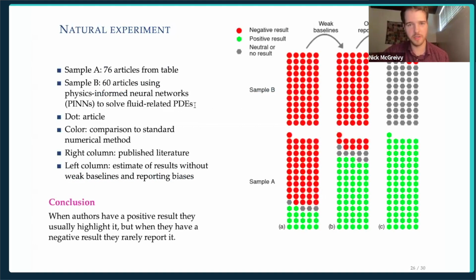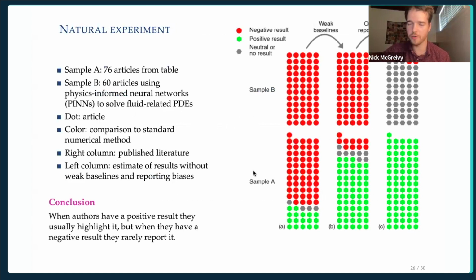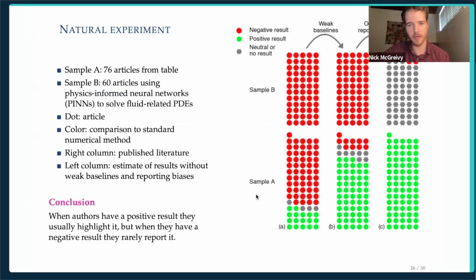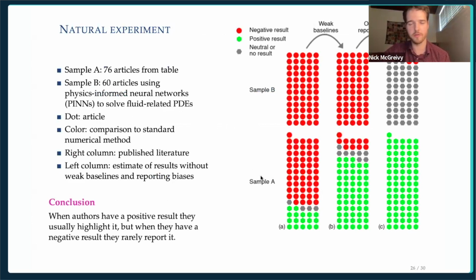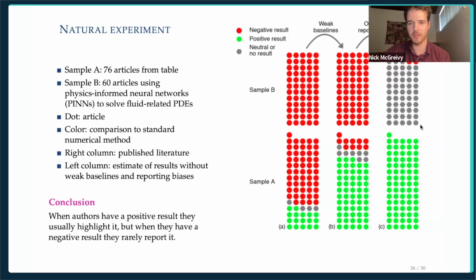So we look at the literature, and we see evidence that suggests reporting bias. Here was a natural experiment in the literature. We have 2 samples. We have sample A, which are the 76 articles from the table I showed you. And all of those articles in this third column represent what was published in the scientific literature.